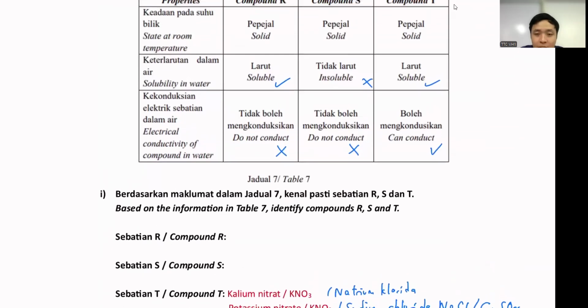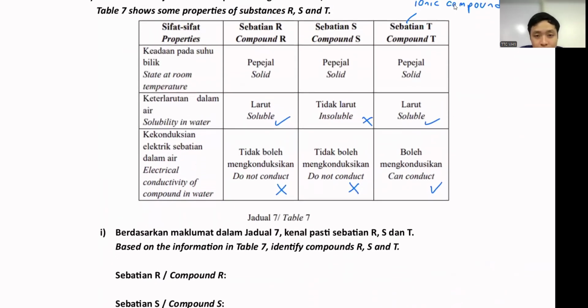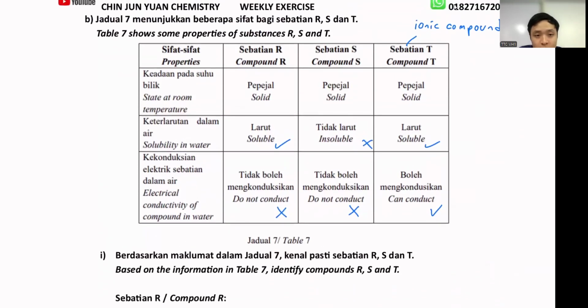But R and S will be slightly tricky. I'll talk about R first. R is solid, soluble in water, but does not conduct electricity. Now, normally if a substance does not conduct electricity, they already consider it a covalent compound. You already know, okay? So R can be a covalent compound. Or even S, right?